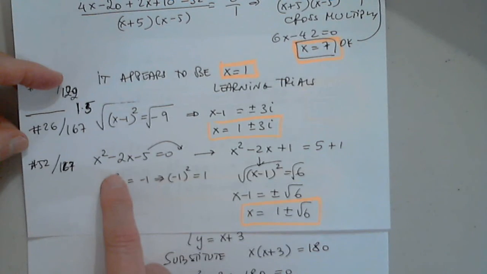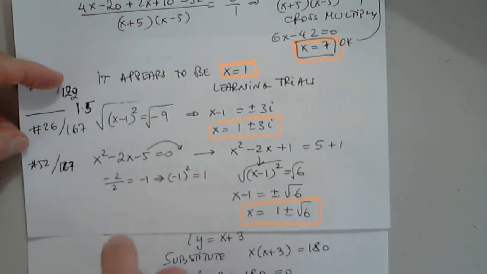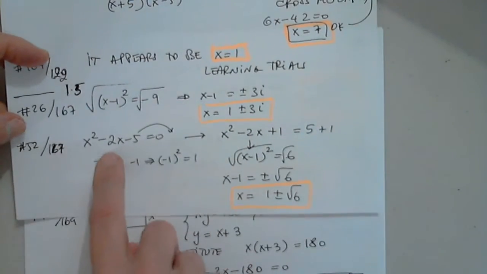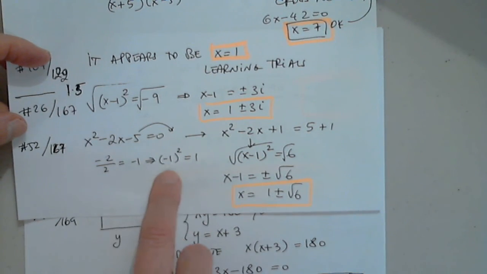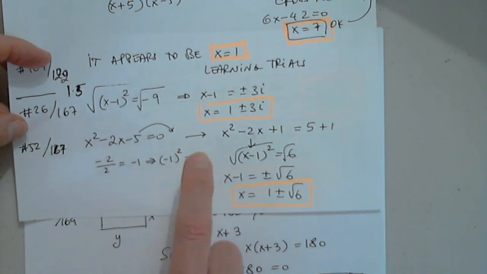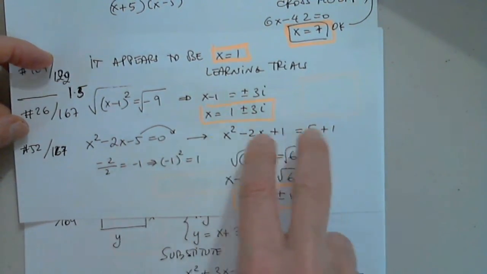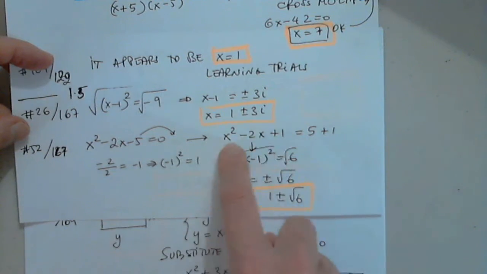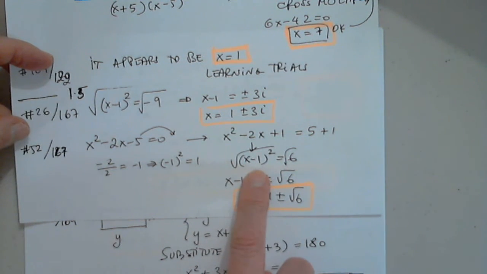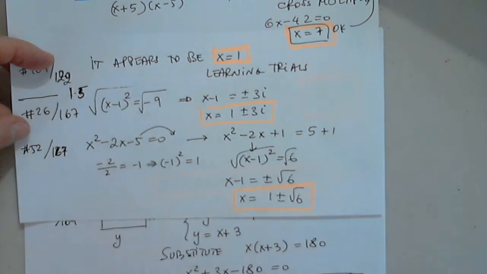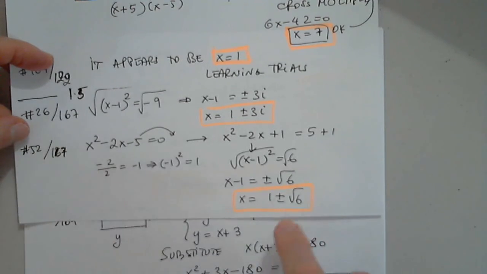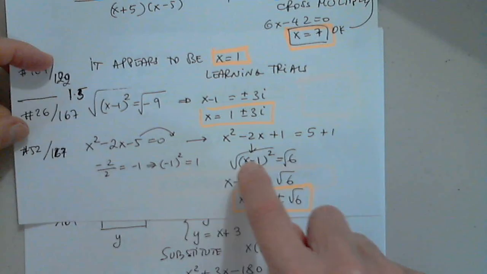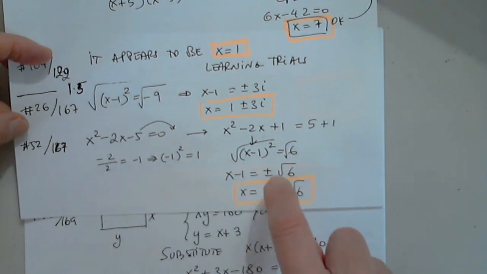Here we're asked to use completing the square. So the method says descending order, middle coefficient, negative 2 divided by 2 is negative 1, squared, and we get 1. This is the number we add to both sides, and of course I move negative 5 to the other side. This is the factored form, x minus 1 squared, a binomial squared. And then 5 plus 1 is 6. We take the square root. Don't forget plus or minus.